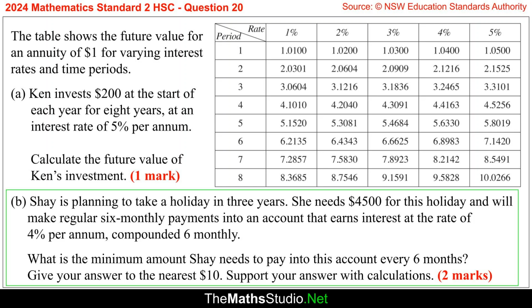Part B. Shay is planning to take a holiday in 3 years. She needs $4,500 for this holiday and will make regular 6 monthly payments into an account that earns interest at the rate of 4% per annum, compounded 6 monthly. What is the minimum amount Shay needs to pay into this account every 6 months? Give your answer to the nearest $10. Support your answer with calculations.